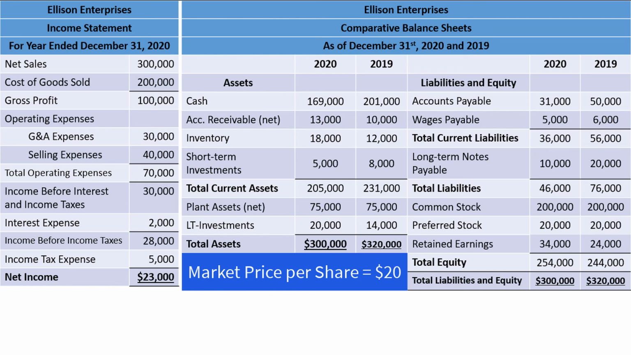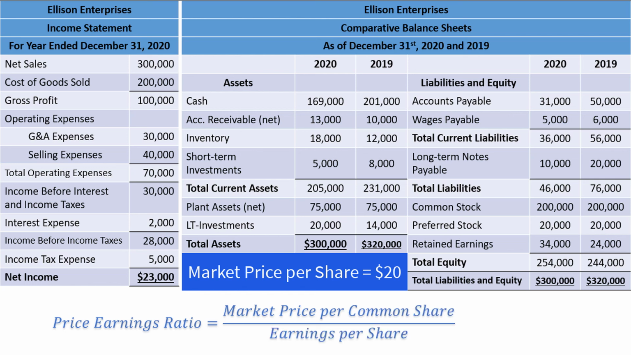The first market prospects ratio is the price earnings or PE ratio, which is found by taking the market price per common share and dividing by the earnings per share. We already found the basic earnings per share to be $1 each, which we will use here as our denominator. The numerator is the $20 market price, so we have 20 divided by 1, which is 20.